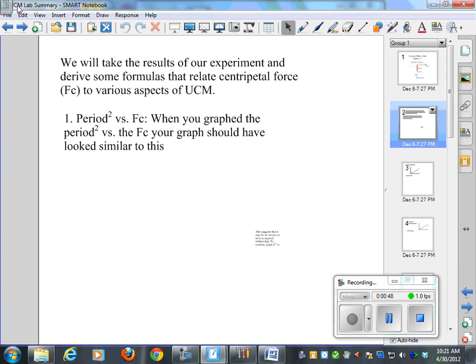UCM, of course, stands for? Uniform circular motion. Now, the uniform means that the speed remains the same. Right? The speed remains the same.